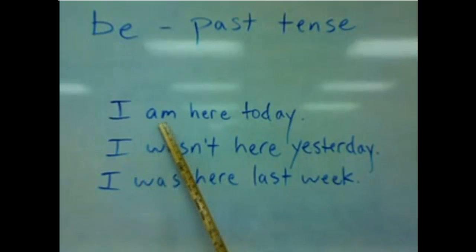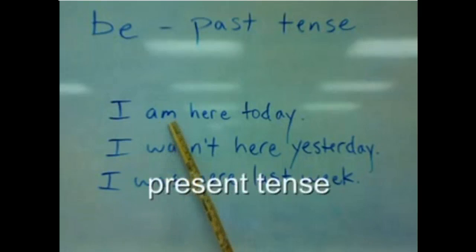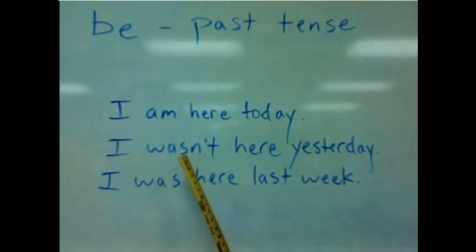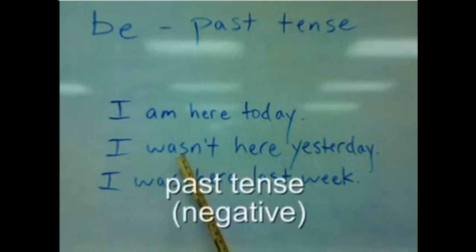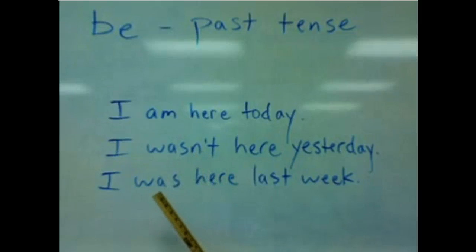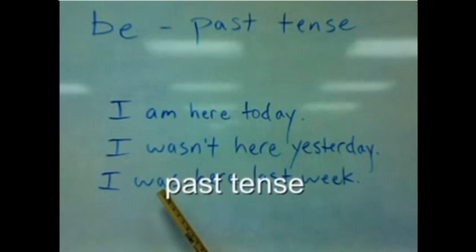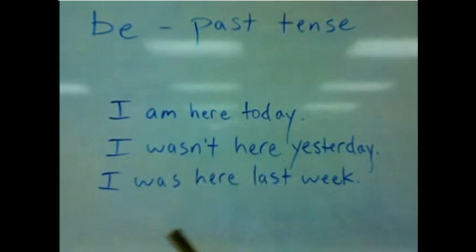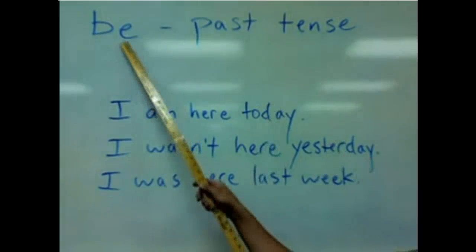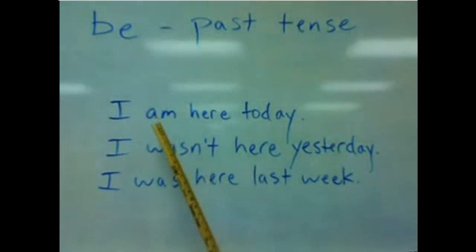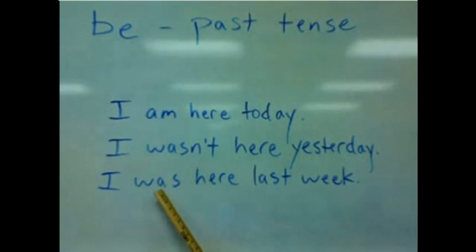I am here today. This is the present tense. I wasn't here yesterday. This is the past tense, negative. I was here last week. This is the past tense. Notice again that this is the verb be in the present tense and in the past tense.